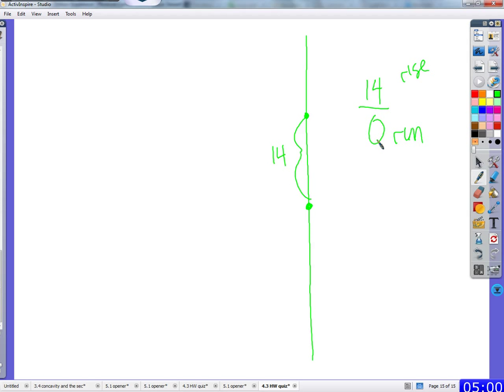14 divided by zero. We talked about this a little bit. If you divide by zero, there is no definition for dividing by zero. It breaks math to divide by zero. Just don't do it. There's just no way to conceptualize dividing by zero. Dividing by zero does not fit into our math system. If dividing by zero was allowed by math, then I could prove to you that 1 equals 2.